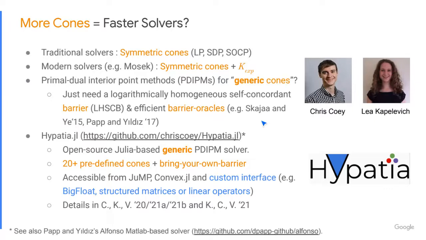Could we actually write a solver that will use the cones directly? That solver is called Hypatia. It's written purely in Julia, and it is generic in the sense that it can deal with any cone for which you have the barrier and the oracle. Hypatia comes with more than 20 predefined cones, so everything that JuMP can model, it includes directly. It doesn't need to do any transformation.